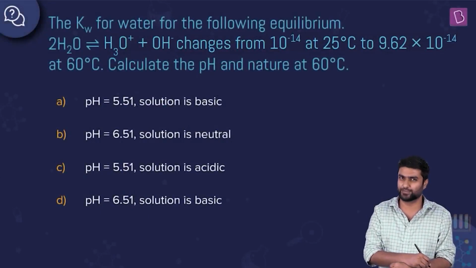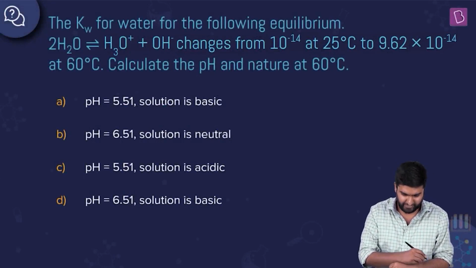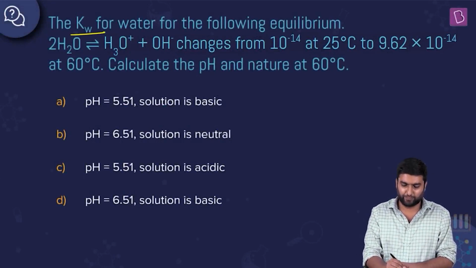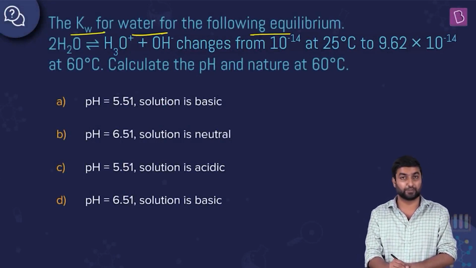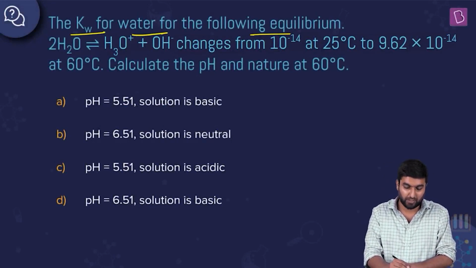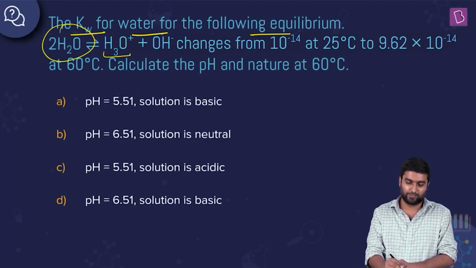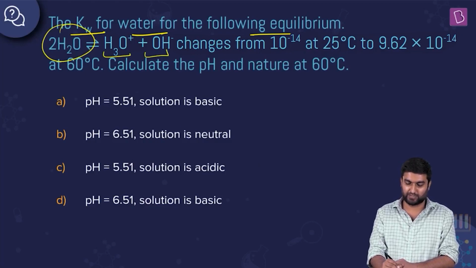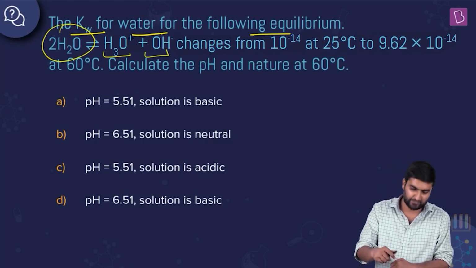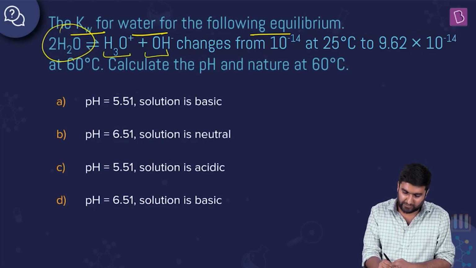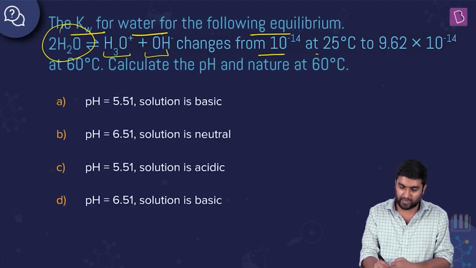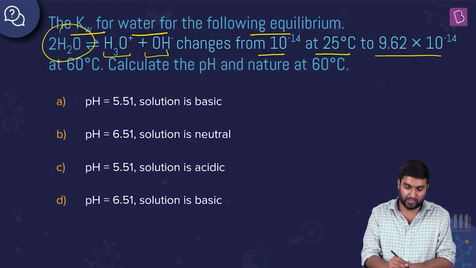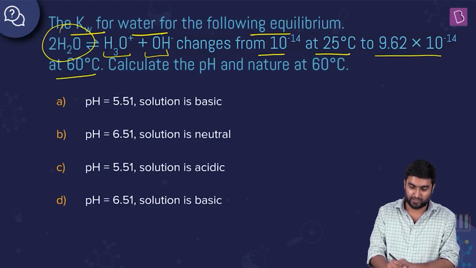Alright, let's look at this question. Let's see what we have. The Kw for water for the following equilibrium. Which equilibrium? Oh, this equilibrium: H3O plus, OH minus. Okay, this is what we have. It changes from this value at this temperature to this value at this temperature, right?